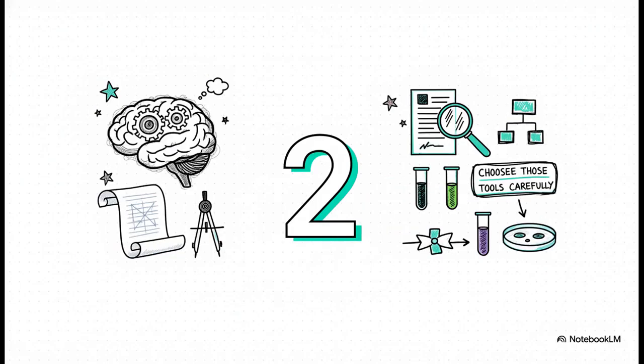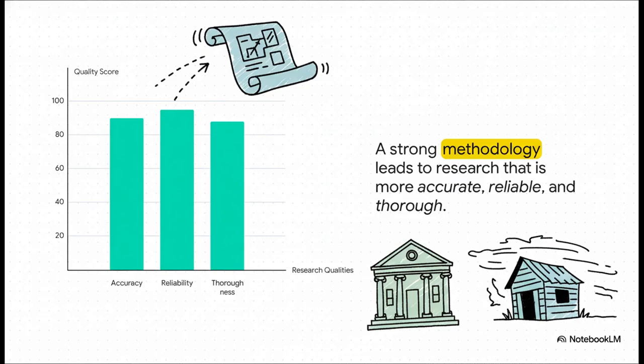And you know, it's not just about what we discover for everyone else. The act of doing rigorous research actually sharpens our own minds. When you have to craft that blueprint, when you have to carefully choose your tools and justify every decision, it trains you to think more logically, more critically, and more scientifically. It just makes you a better thinker. Ultimately, a strong methodology is what gives your research its strength and its integrity. It leads to findings that are accurate, reliable, and thorough. It's really the difference between building a house that's going to stand for 100 years and one that's going to fall down in the first strong gust of wind.